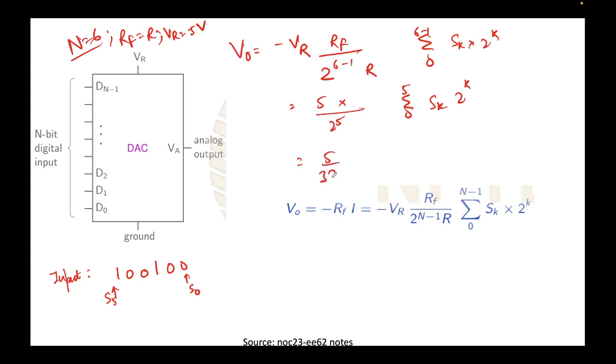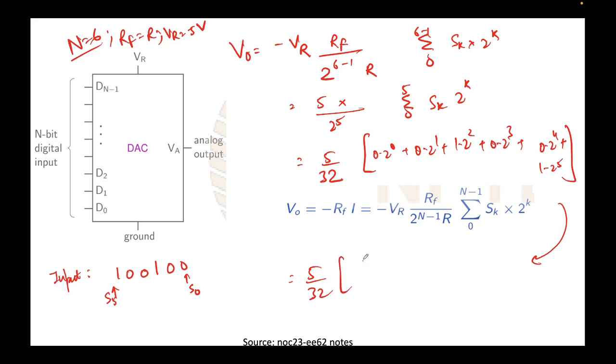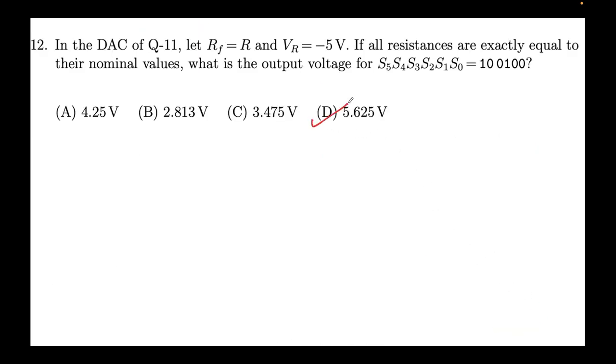Now we are just required to do this: 5 over 32, right? Which ones are 1? 0 times 2 raised to the power 0, 0 times 2 raised to the power 1, 1 times 2 raised to the power 2, 0 times 2 raised to the power 3, using the input 100100. Then 0 times 2 raised to the power 4, and plus 1 times 2 raised to the power 5, which should be the highest. Solving this further, this turns out to be 5 by 32 times 4 plus 32, which is 36. So that's 5 times 36 over 32, which is 180 over 32, which is 5.625 volts. We have an option. The 12th answer should be D. It is D.